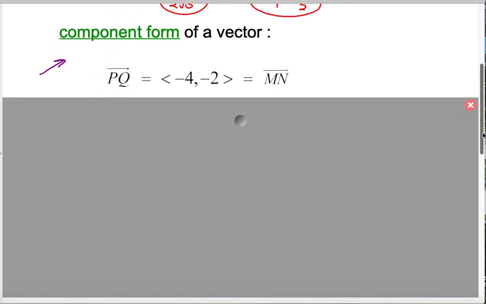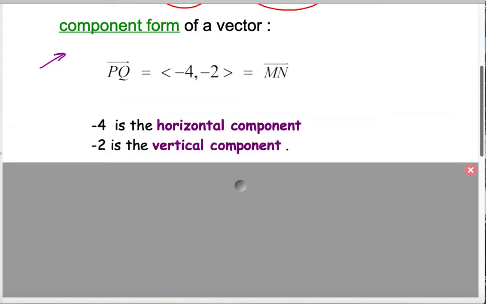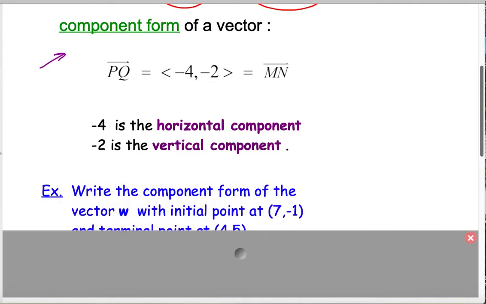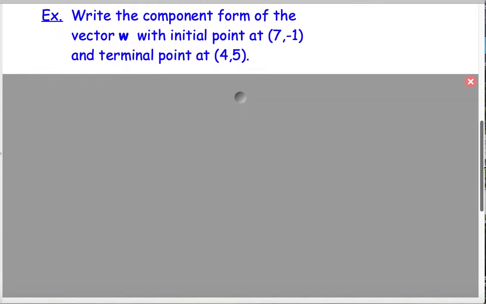All right, the component form is also nice when we're doing some of our calculations. Let's look at an example. Let's write the component form of the vector W if it has the initial point 7, negative 1 and the terminal point 4, 5. You might want to hit pause, go ahead and write your answer and check.